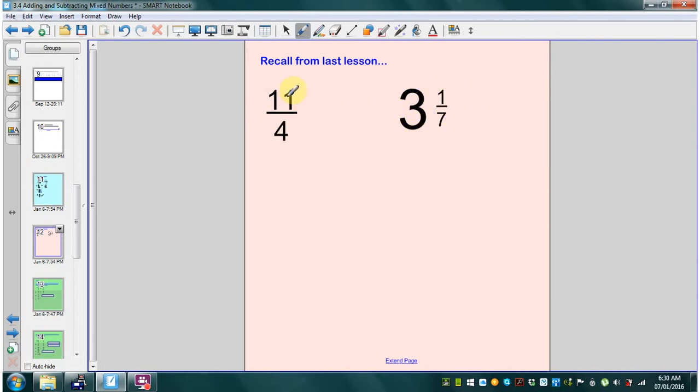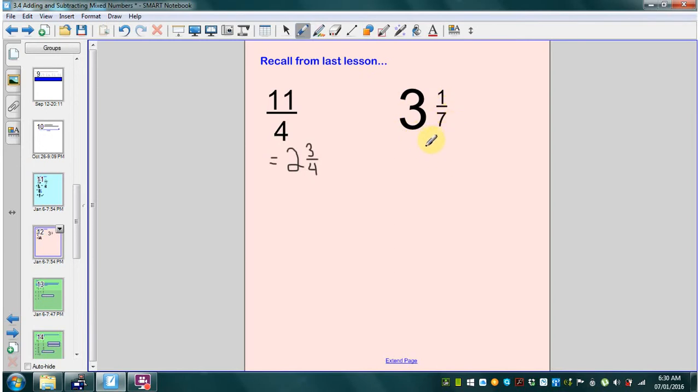So we're going to change this to a mixed number, and we do that by saying how many times does 4 go into 11? 4 goes into 11 2 times, because 4 times 2 is 8, and how many do I have left over? 11 minus 8 is 3, and we keep our denominator. Done.